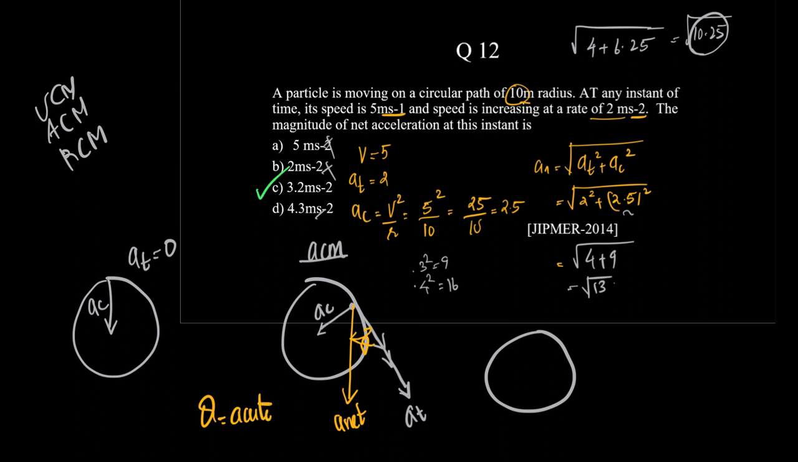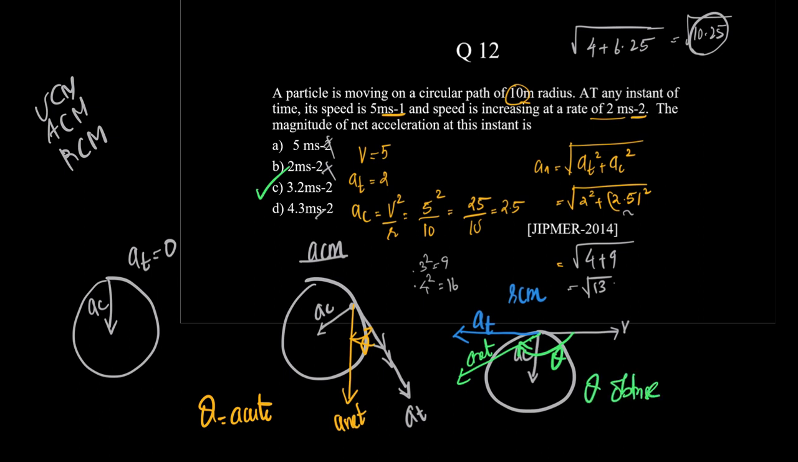Now another version is centripetal acceleration acting inwards, right? Velocity acting outwards, and since it is decelerated motion, tangential acceleration in the opposite direction. So this is retarded circular motion. And where will a net be? A net will be acting over here like this. So the angle made between the velocity vector and a net here is theta, and this theta is obtuse in nature.